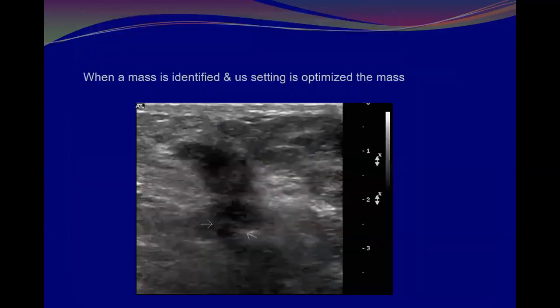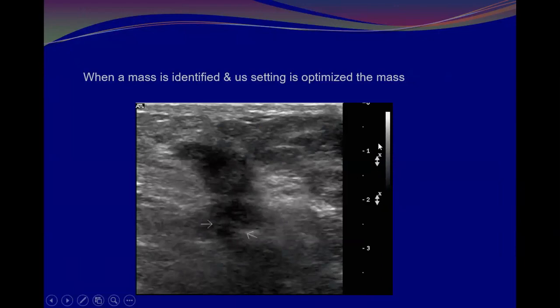This is an example here. There is an area of interest; optimize the image to see even posteriorly. You see, this is my case. This is invasive cancer, and here, going back, these are the muscles. Not very sharp, but at least we could see it.